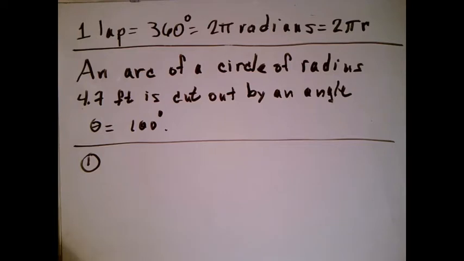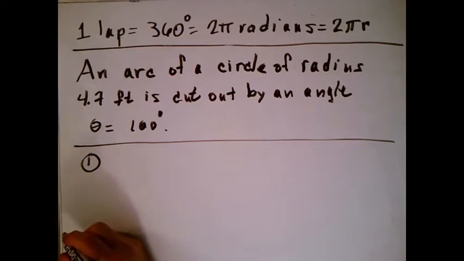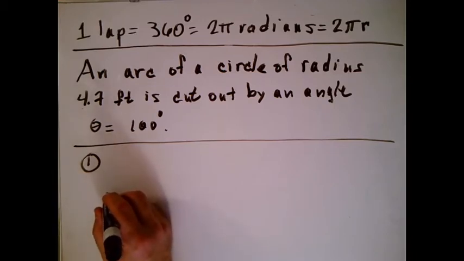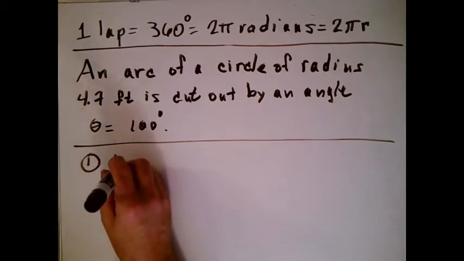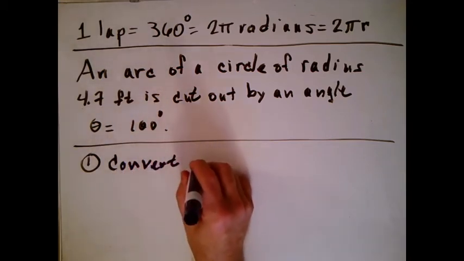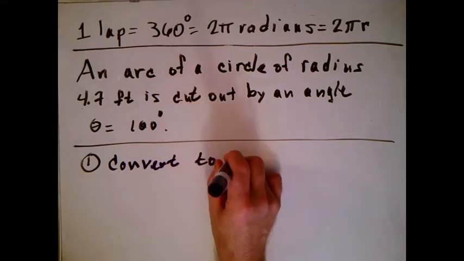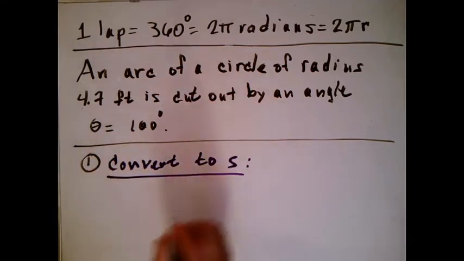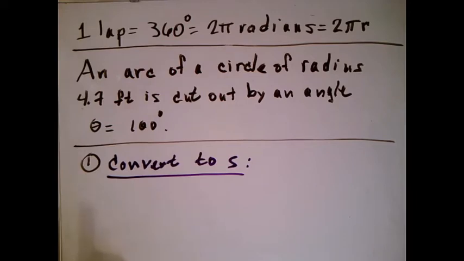So here's an example. It says an arc length of a circle of radius 4.7 feet is cut out by an angle of theta equals 100 degrees. And what I'd like to do is convert this to arc length first. They tend to use the letter S for length. That's a physics thing. Every time you see S after this, it's always going to be physics. It's always going to be position. Anyways, what am I going to do?